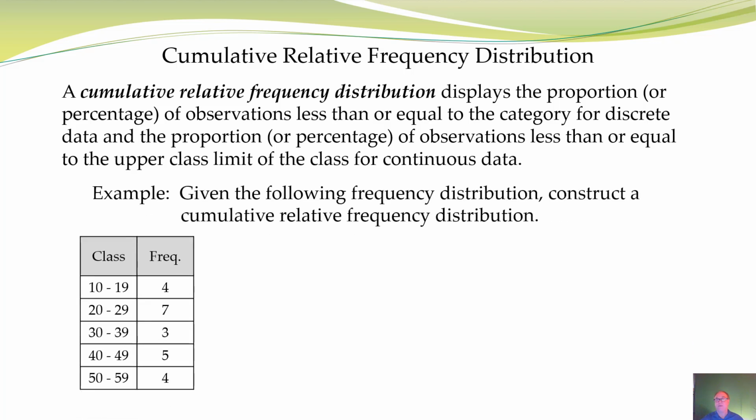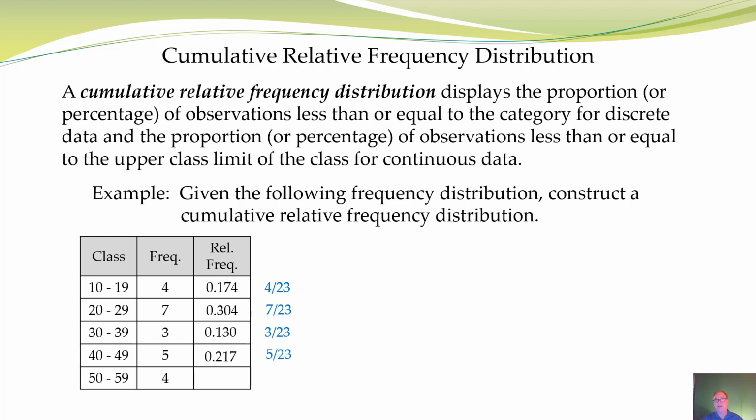Using the same example, first I'm going to need to calculate relative frequency. So I put a column for relative frequency. Recall, relative frequency is frequency divided by sum of frequencies. So we're going to have 4 divided by 23, 7 divided by 23, 3 divided by 23, 5 divided by 23, 4 divided by 23. So those would be the relative frequencies.